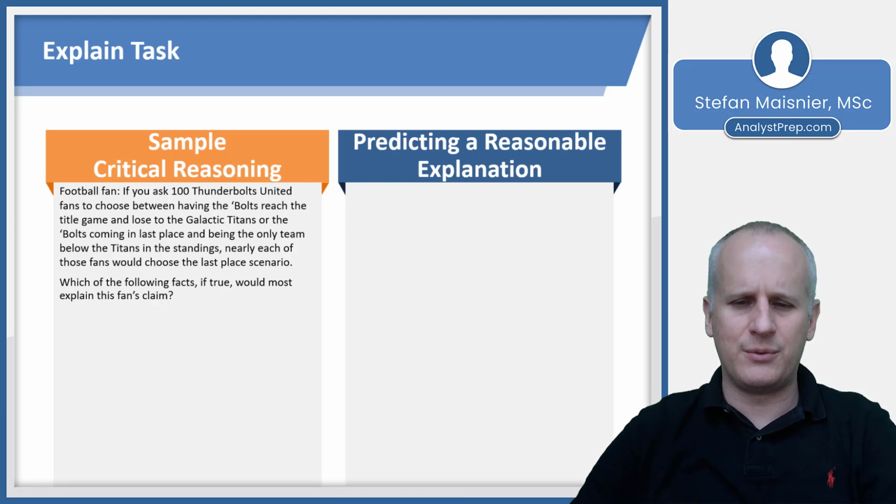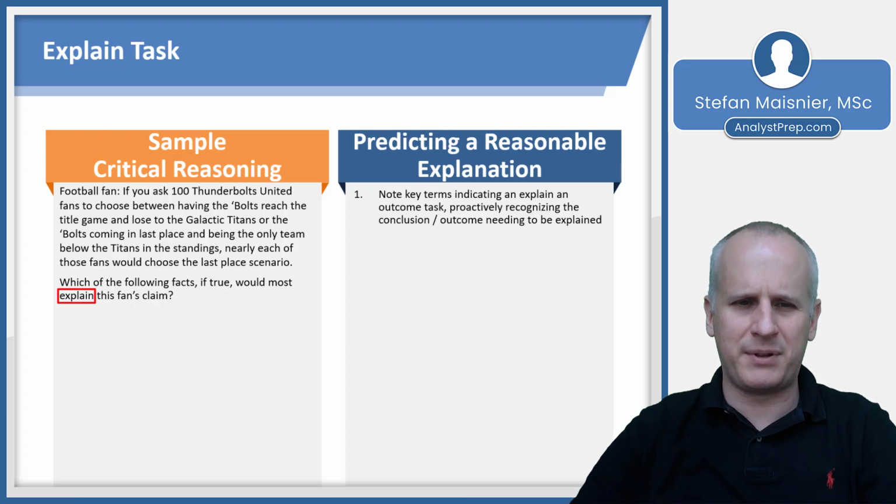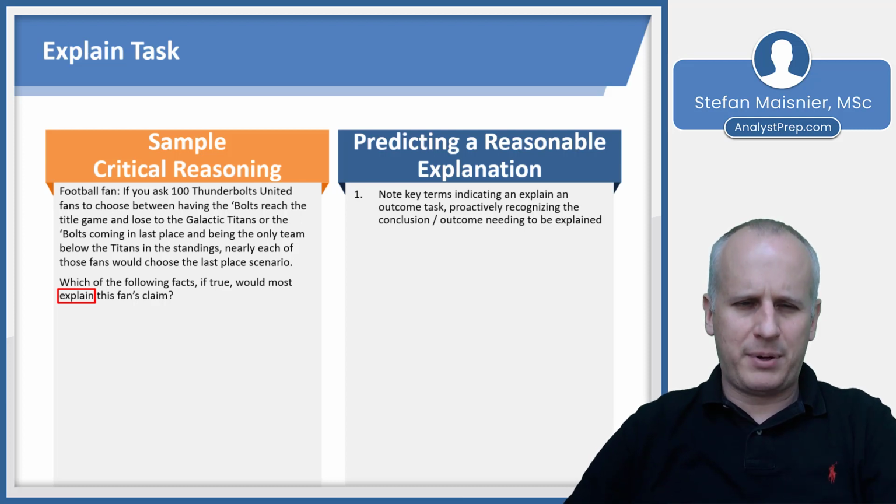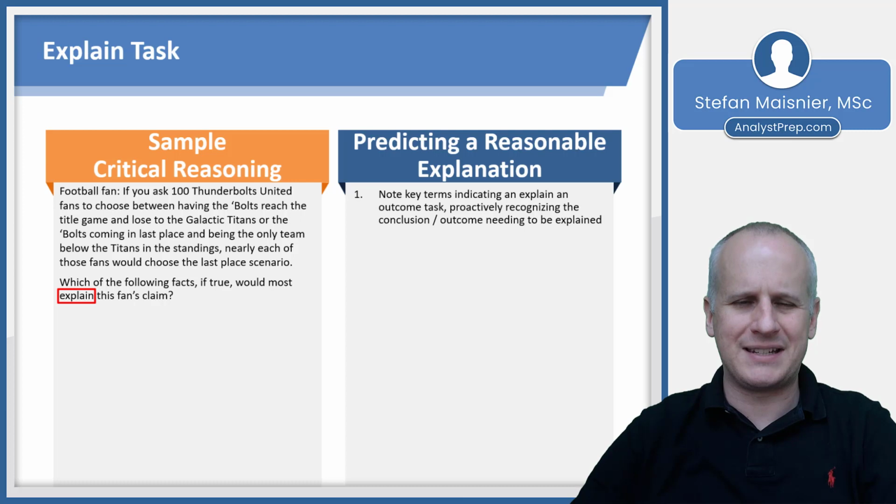So as always, we'll skip to the end and figure out what we're being asked for, and we note the key term of explain, and we know we're going to be explaining this fan's claim. So we read the paragraph from the beginning. A football fan states, if you ask 100 Thunderbolts United fans to choose between having the Bolts reach the title game and lose to the Galactic Titans, or the Bolts coming in last place and being the only team below the Titans in the standings, nearly each of those fans would choose the last place scenario.